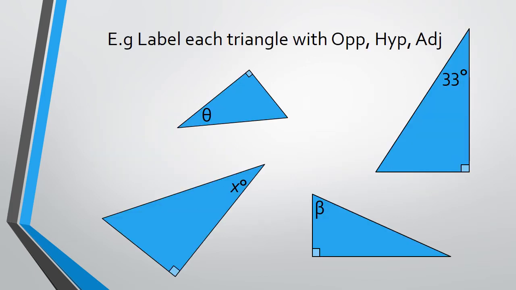Alright, let's look at some examples. Here are four triangles, which we're going to try and label with the abbreviations op, hyp, and adj. So, example one. Alright, we see our given angle there, theta. And our first step should always be to label the hypotenuse, which is easy. Next, I always like to do the opposite side. So straight out from the angle, we have the opposite. And in between the angle and the right angle, we find the adjacent side.